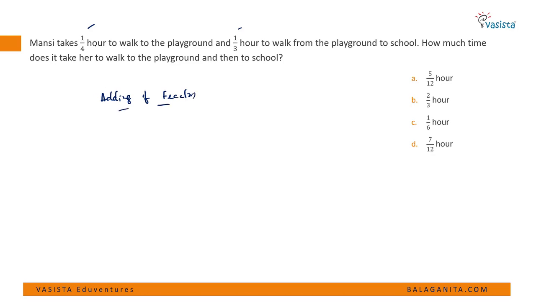Mansi takes 1/4 of an hour to walk to the playground and 1/3 hour to walk from the playground to school. How much time does it take her to walk to the playground and then to school? So total we need to find here. That is nothing but the total time taken by Mansi to reach the school via the playground, which is going to be 1/4 plus 1/3. Now, as the denominators have different values, we need to take the LCM of them.